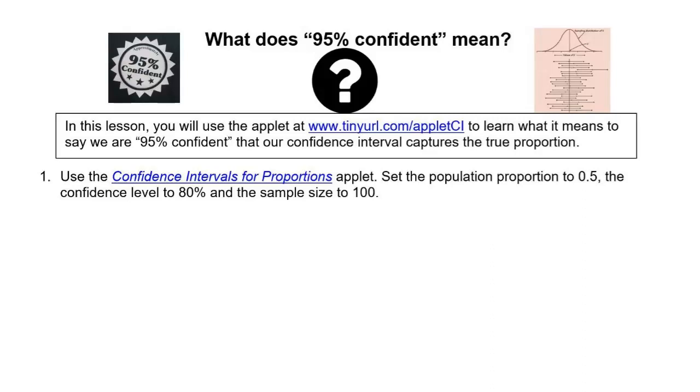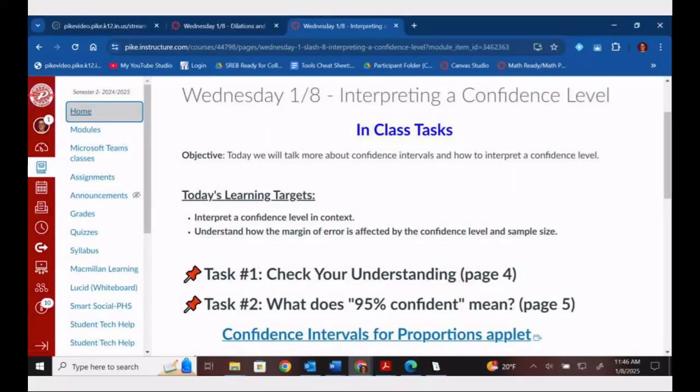So you can either type in the address, or if you go to Canvas, there's a link. And if you don't have a Chromebook or a tablet with you, I have a couple of Chromebooks that you could borrow if you need to. The easiest way is going to be to go to our Canvas homepage.